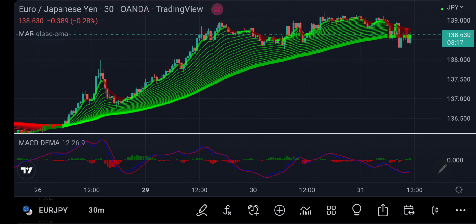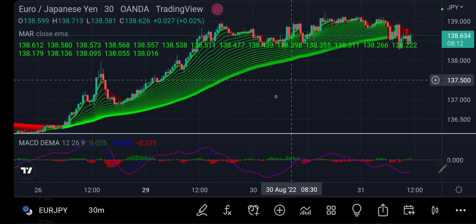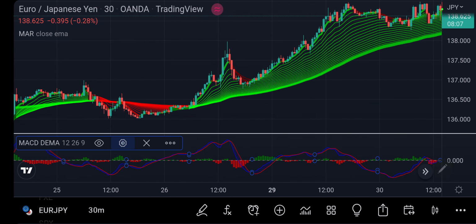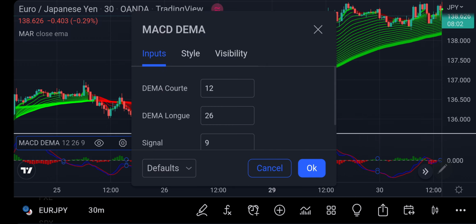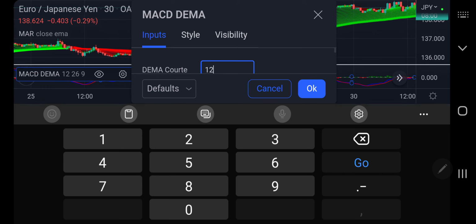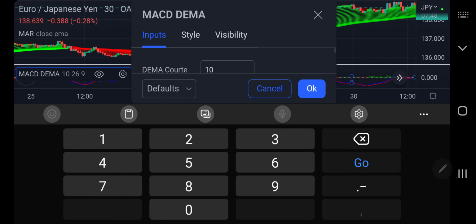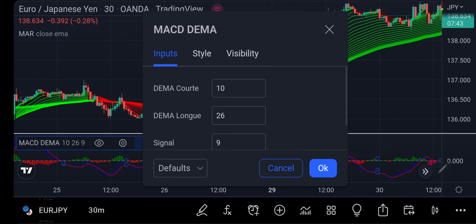So let's get to the setup of this. You don't have to change anything in the moving average ribbon. Leave it as it is. But you have to change the DEMA setup here, and it's very simple and easy, not complicated. You can see here the 12, the DEMA code. You have to change it to 10 only, and then the 26, where is it? Oh, that's always happening with me.